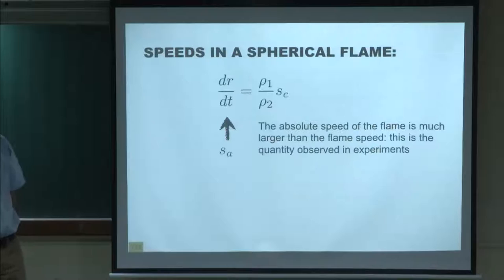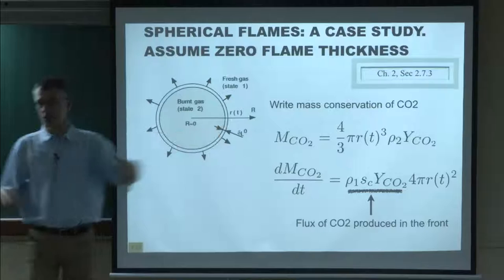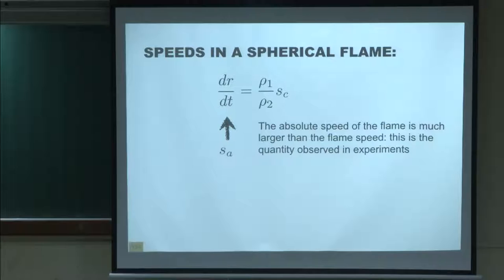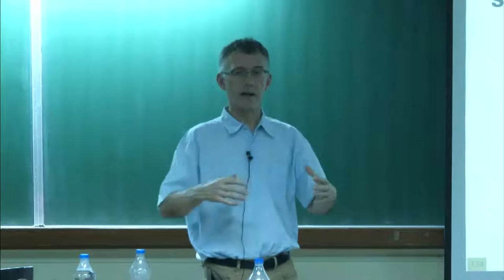This formulation is telling you that the speed at which this point is moving is not the flame speed. It's the flame speed multiplied by the ratio of the densities. The ratio of the densities is typically 7. So if you ignite a flame in this room for methane, the flame speed of methane is 40 centimeters per second. But the sphere is going to grow at 3 meters per second. And that's due to expansion.